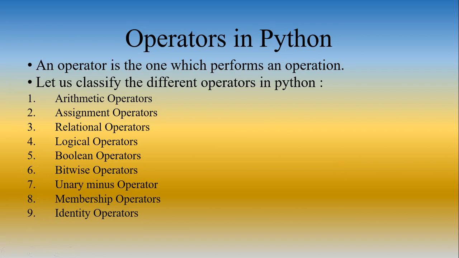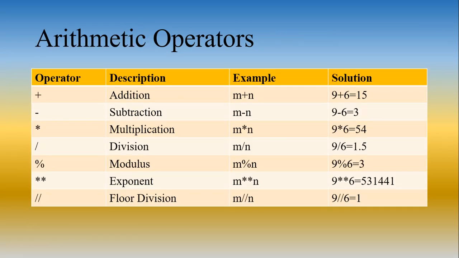But for now, let us look at the arithmetic operators. Python has 7 arithmetic operators. Let us consider m and n as 2 variables throughout this table. We will start with the first operator, which is also known as the addition operator. Considering the 2 variables m and n, it basically adds 2 variables or values such as m plus n and values such as 9 plus 6, which is equal to 15.